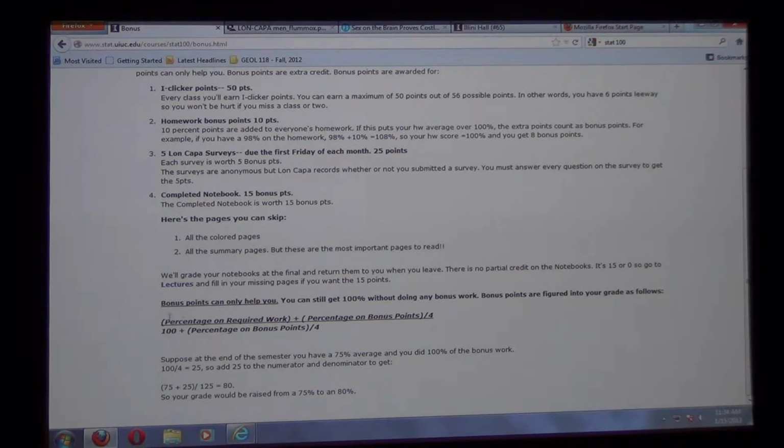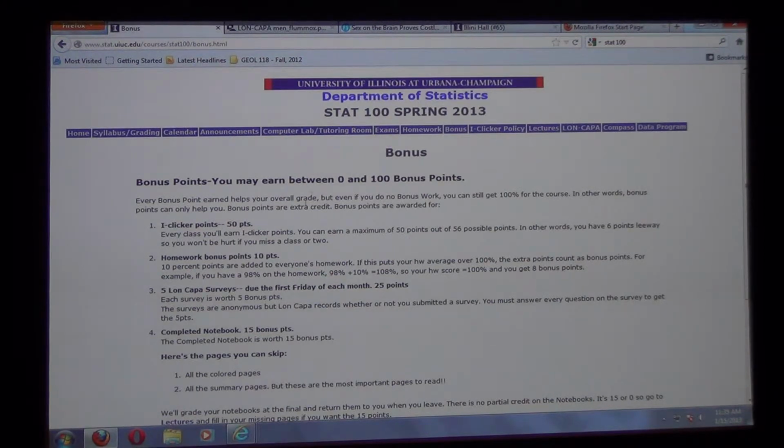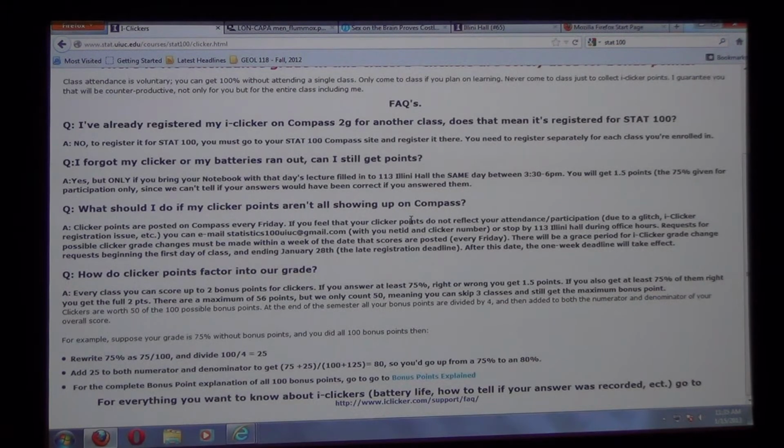Basically, what you do is you take that 75%, you change it into 75. Maybe is there a better place to look at this? Hold on. Yeah, so you would write 75% as 75 over 100. And then you divide your bonus points by 4, that's 25. And then you add 25 to both the numerator and the denominator. So you'd add to 75 over 100, and you get 100 on the top and 125 on the bottom. So you'd go up 5 percentage points. And you can just figure it out depending. It helps you more the worse you do.